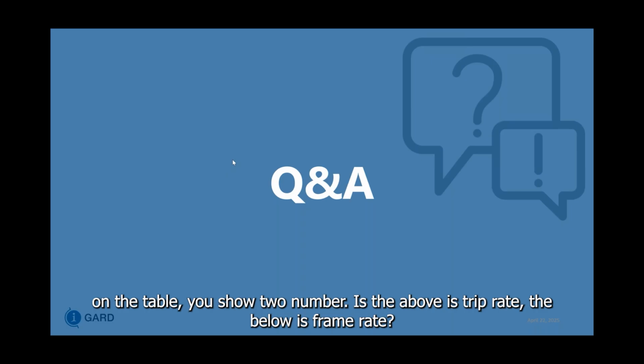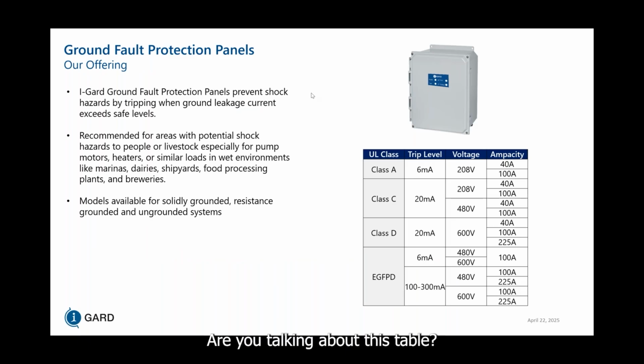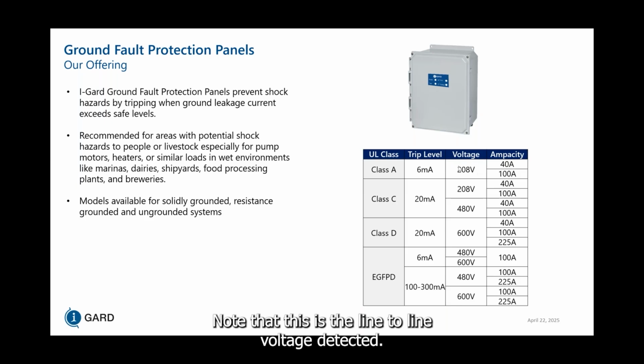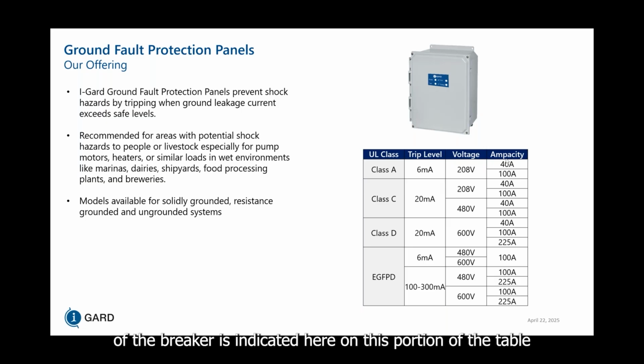On the table, you showed two numbers. Is the above the trip rate, the below the frame rate? Are you talking about this table? So the trip level is defined here. The voltage is here. Note that this is the line-to-line voltage depicted, because for a Class A unit, the unit has to be at 150 volts or less. So for a 208 volt line-to-line system, you're going to have less than 150 line to ground. And then the ampacity of the breaker is indicated here on this portion of the table.